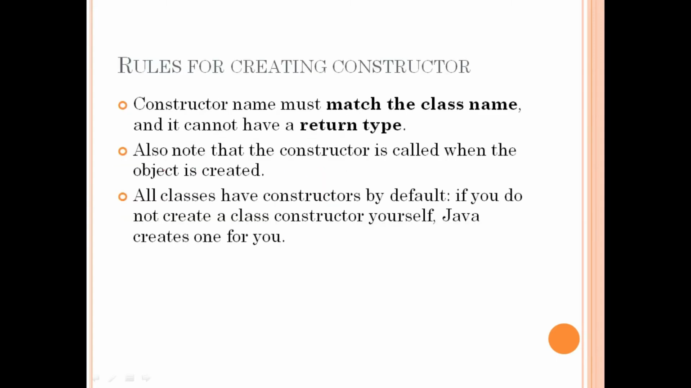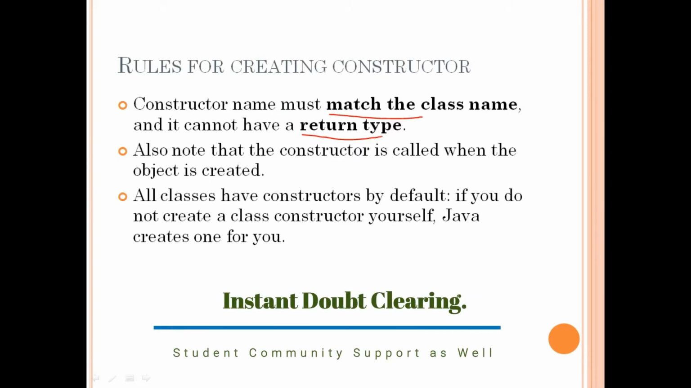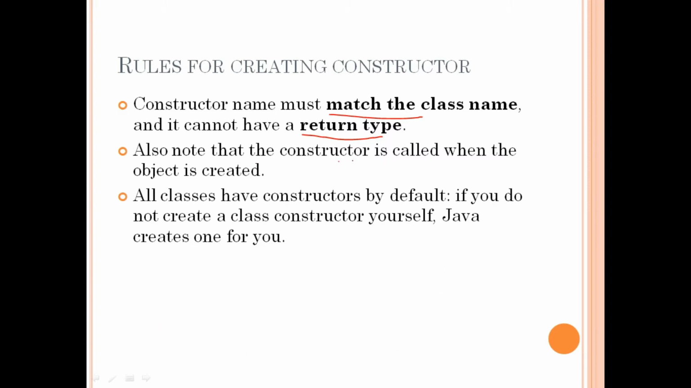So this is our syntax to create a constructor. Some rules are there to create a constructor. The first one is that the constructor name must match the class name, and it doesn't have any return type, because your constructor will not return anything. Then your constructor will be called when the object is created. There will be no explicit call for your constructor invocation. And the third one is that all classes have a constructor by default. So with or without creating a constructor, your class will be invoked with a default constructor. These are all the rules for creating a constructor.